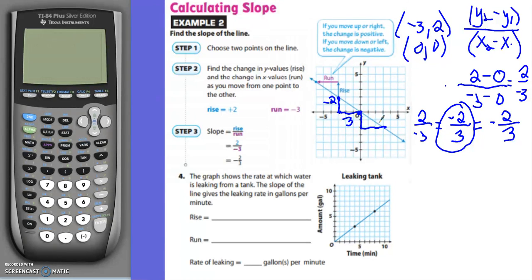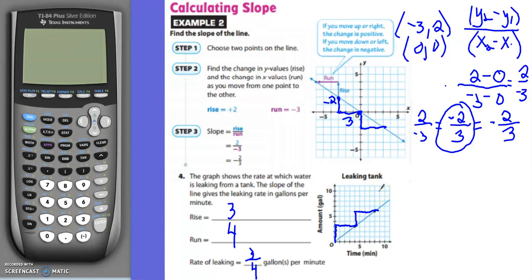The graph shows the rate at which water is leaking from a tank. The slope of the line gives the leaking rate in gallons per minute. All right, so if we want to talk about the rise, we are going up 1, 2, 3. So the rise is 3. The run, 1, 2, 3, 4. So we have 3 over 4.